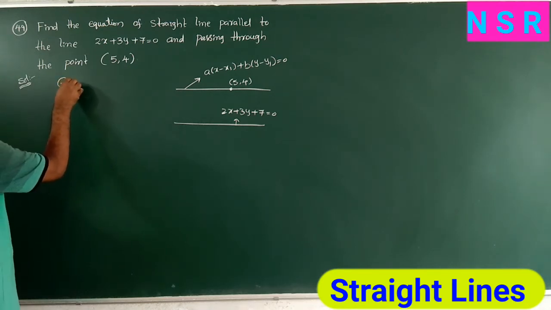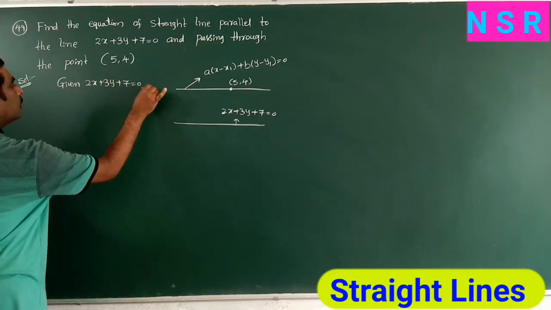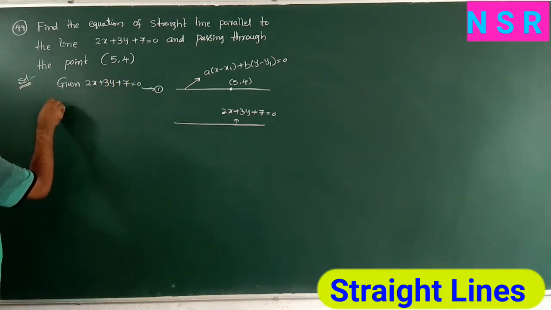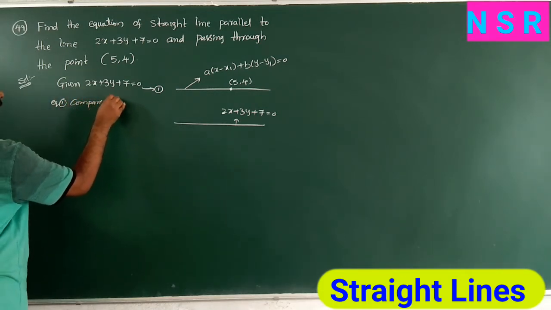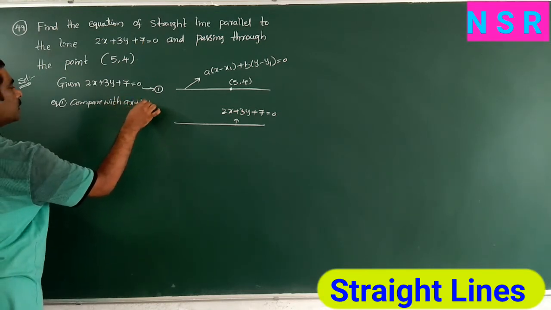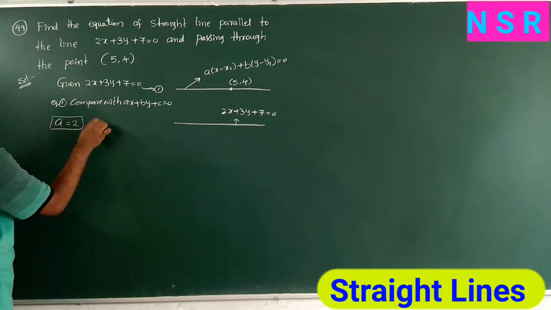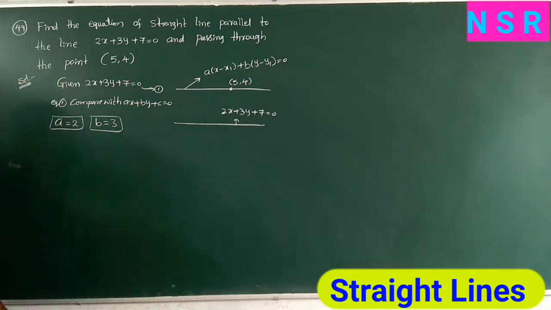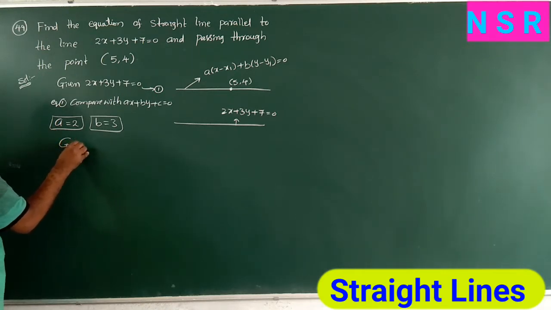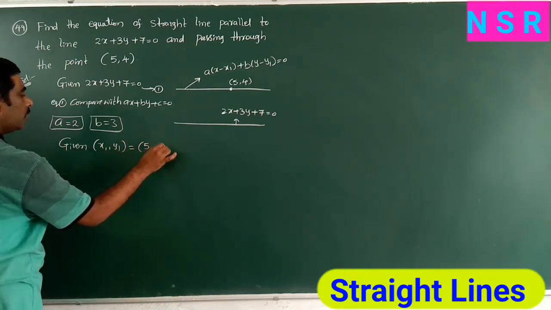So here given 2x plus 3y plus 7 equal to 0, take it as equation number 1. Equation 1 compare with ax plus by plus c equal to 0. So here a equal to 2 and b equal to 3. No need to write the c value here, because we are not using the c value in this formula. Next, the given point: x1 comma y1 equal to 5, 4.